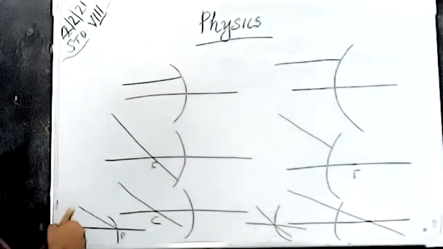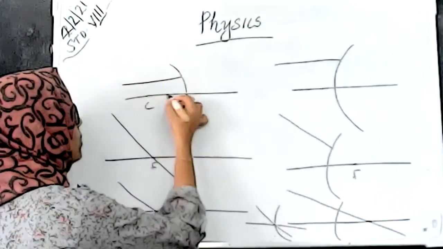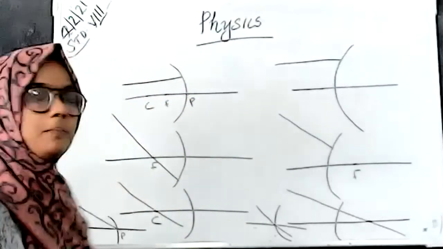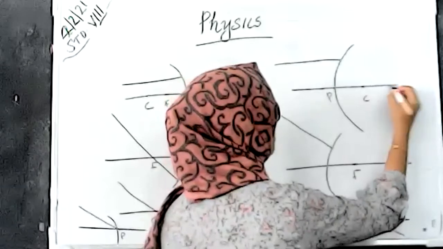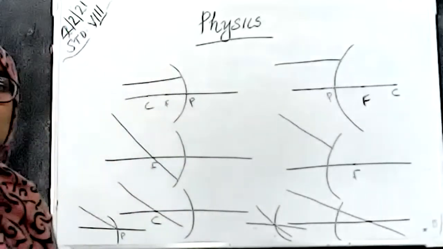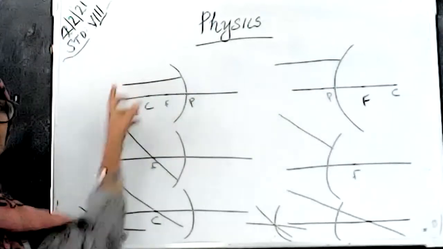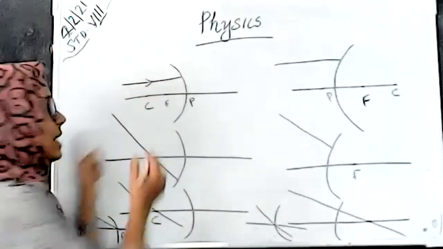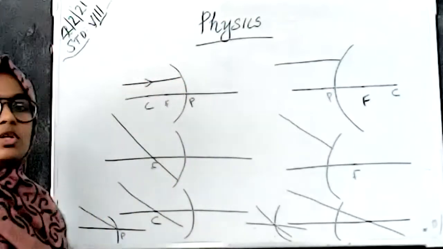In the first one, this is the pole of a mirror, here is the center of curvature, and here is the principal focus of the convex mirror. And in the concave mirror, this is the pole, this is the center of curvature, and this is the principal focus of the concave mirror. In the first case, the ray of light is incident parallel to the principal axis. That is, the direction of the ray of light is parallel to the principal axis.